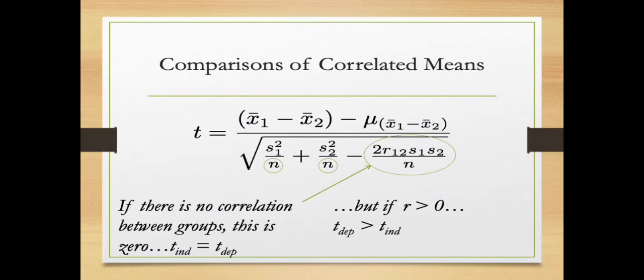Returning to the crux of this lesson, however, if there is a correlation between the two groups, and if that correlation is positive, which is what you would expect if you had undertaken some sort of matching design and had attempted to pull out some sort of common source of variation between the two groups, you would see that the denominator would get smaller, which would mean that the dependent groups t-test will be larger than the independent groups t-test whenever there is a positive correlation between the groups.